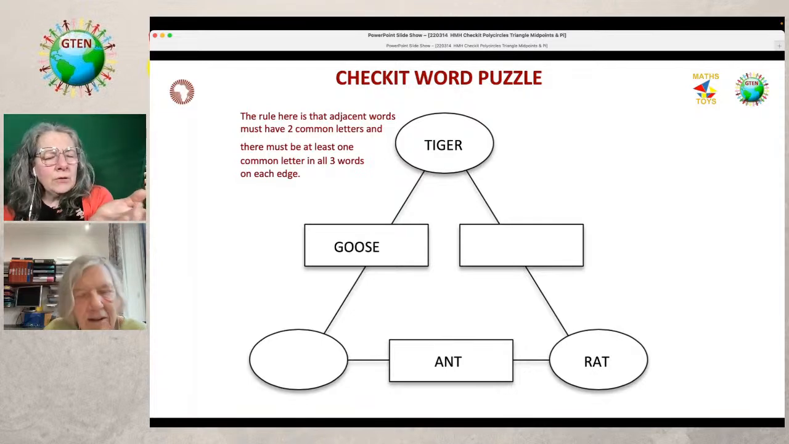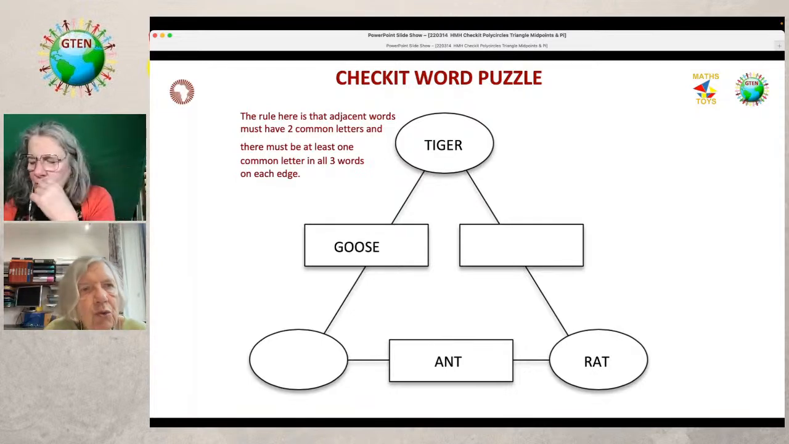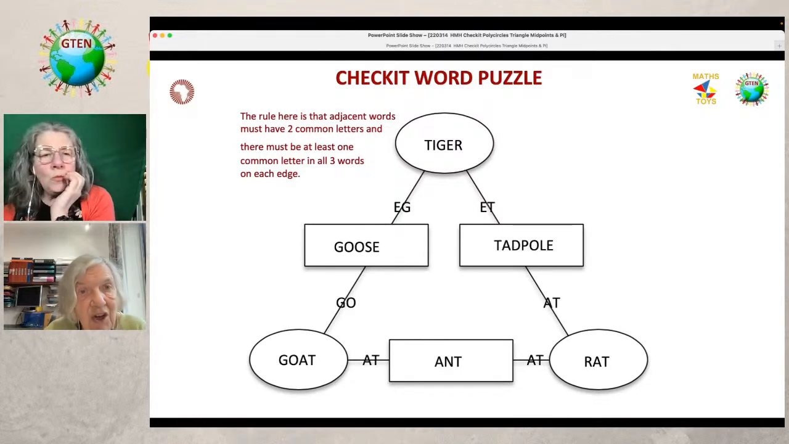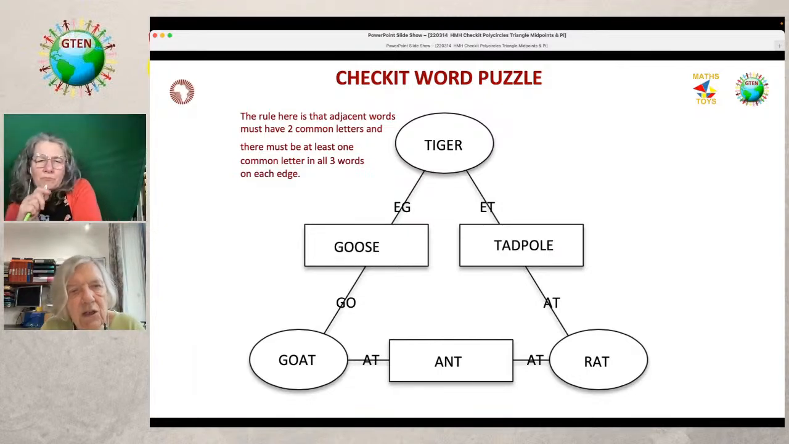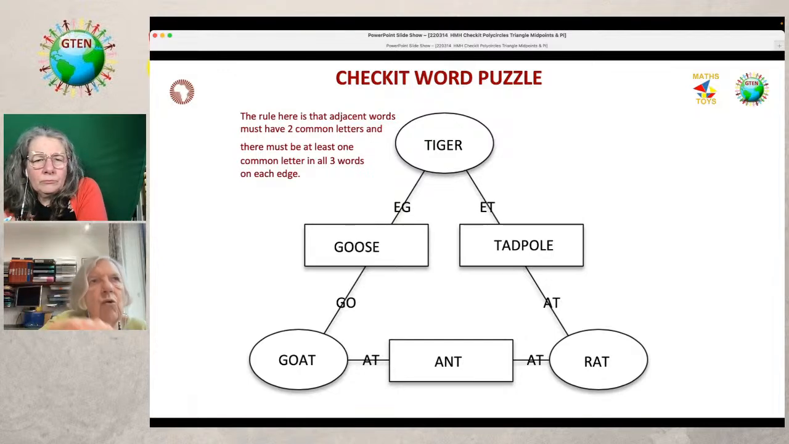That's what I was asking you. Is it one or two? Do you have to have two? It's two with its neighbours and one along the whole edge. What about goat? That works. Okay. One along the whole edge. So along the tiger goose edge, it's a G all the way down, and there's two letters in common with goat and goose. But there's only one that runs all the way down, the G. And there's two in common between goose and tiger.